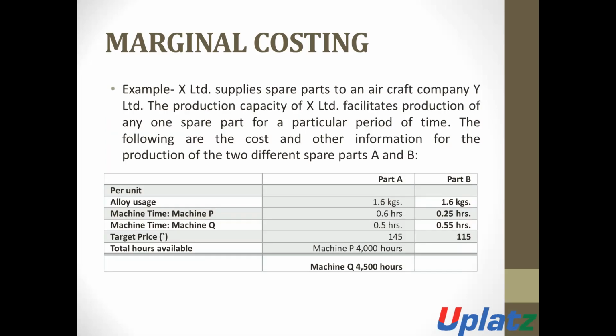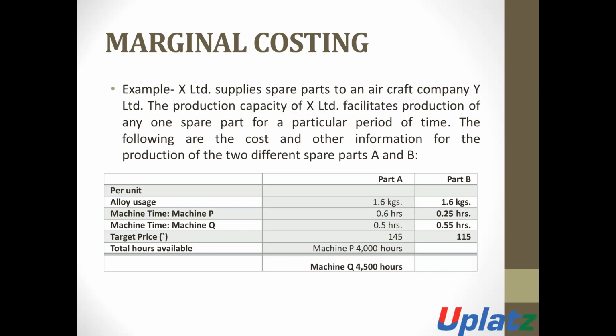Now we will discuss it by way of another example. X Limited supplies spare parts to an aircraft company. The production capacity of X Limited facilitates production of any one spare part for a particular period of time. The following cost information is given in respect of part A and part B, on a per unit basis.